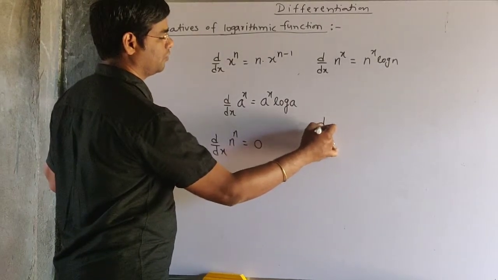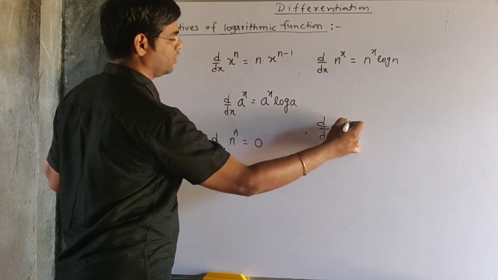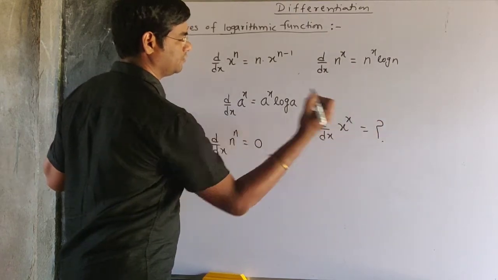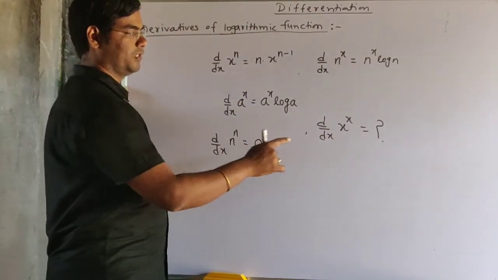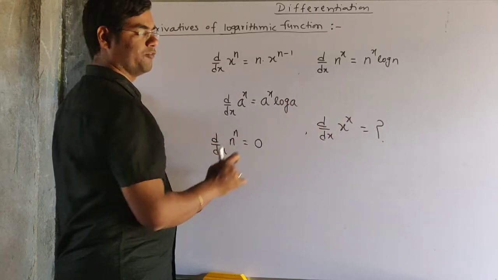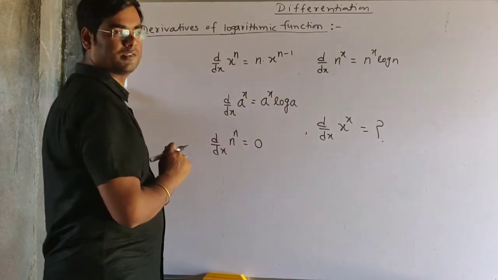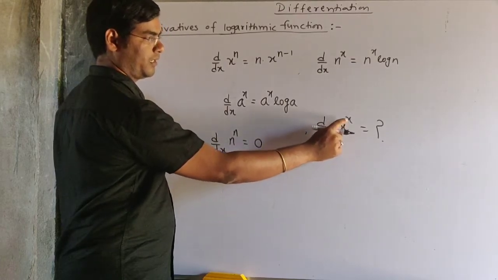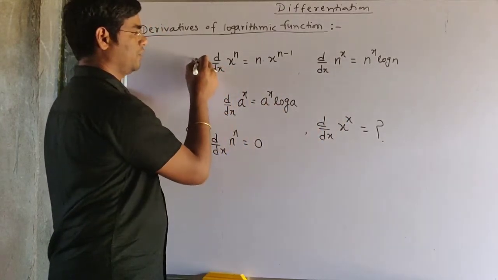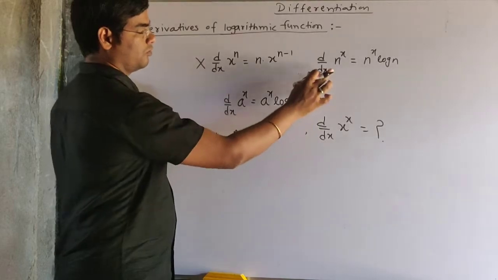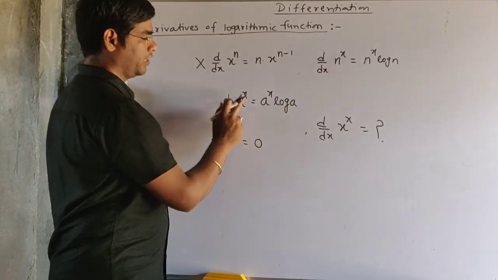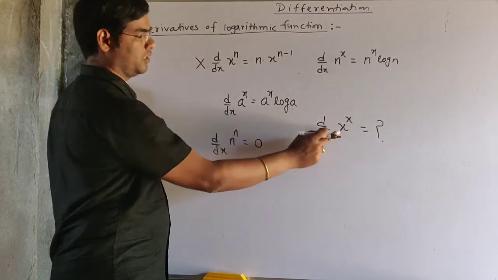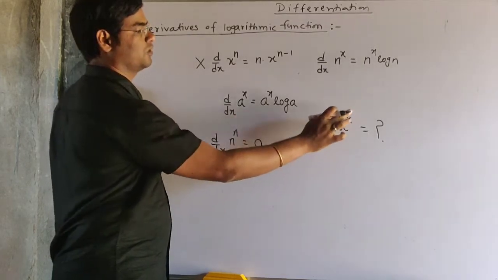But the question is, when we have an x raised to x term, what should be our answer? Most of you think we can apply the x raised to n formula, but we cannot, because n should be constant. X is base, this is correct, but n should be constant. You can't apply a raised to x either, because a should be constant and x is not. Here both are variable.